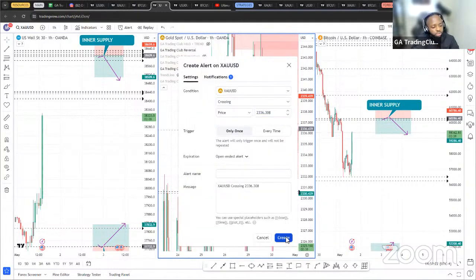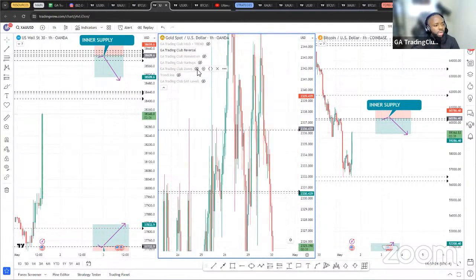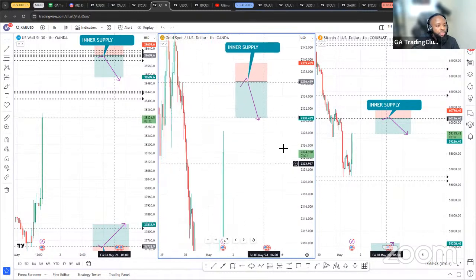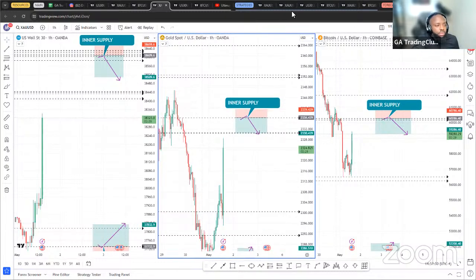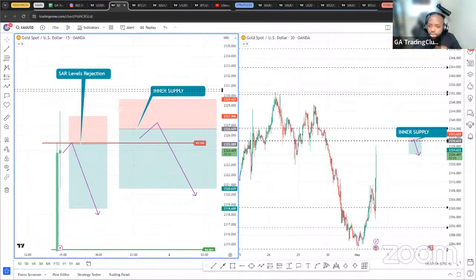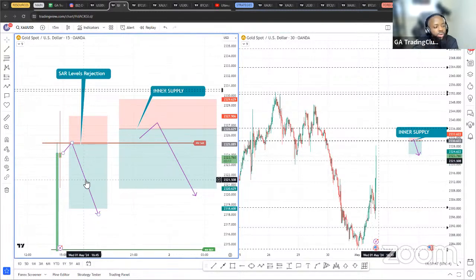Sure. I'm sorry, gold entry for the 4-hour sell SAR. Okay. Yeah. So looks like we'll get that. For the trend line and SAR rejection, nothing for US 30. Also, gold gives a trend line and SAR rejection entry. So this is what I like.